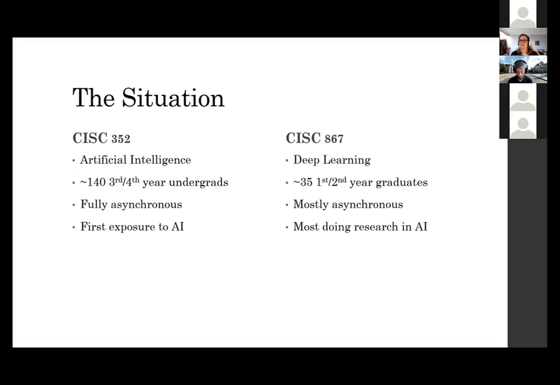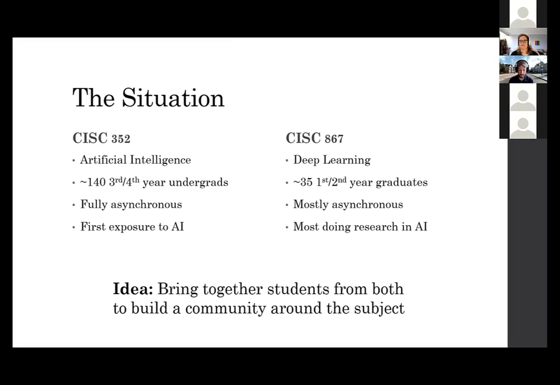And in 352, it's their first exposure to this area of AI. And in 867, most of the students there are already doing their research in artificial intelligence, so they're very experienced with the field. And so the idea was to bring together students from both the start of their journey into artificial intelligence, if that's what they're embarking on, and those that are already embedded inside of that journey, both from the undergraduate and the graduate level, and see what we could do to build a community and communicate across that boundary.